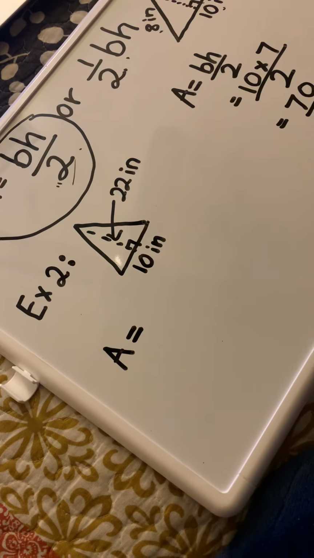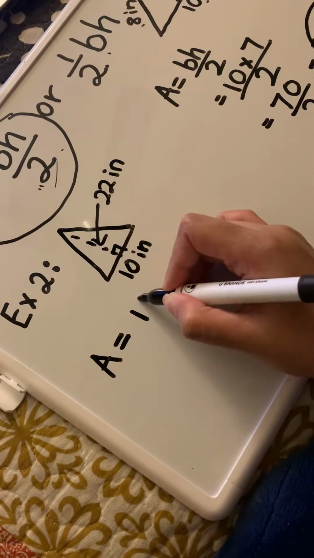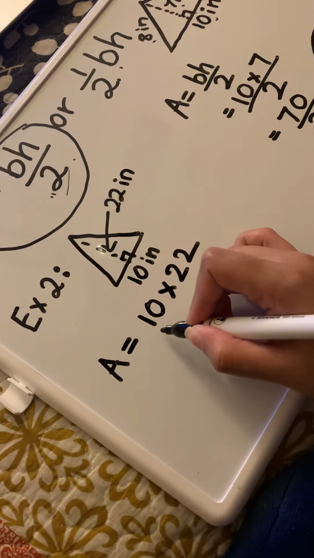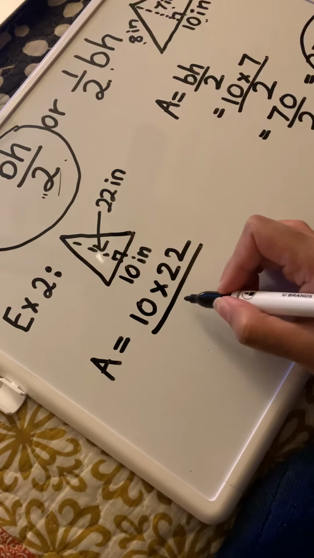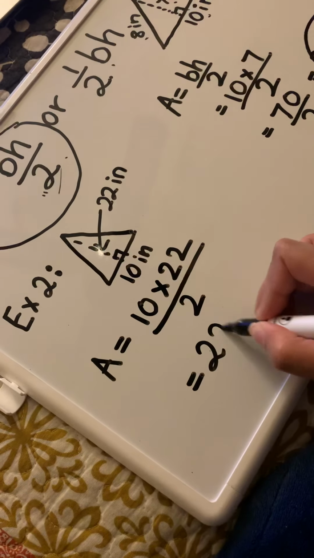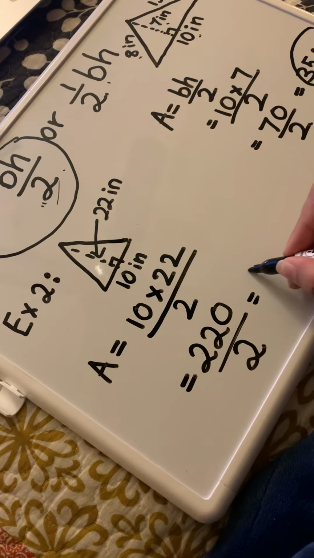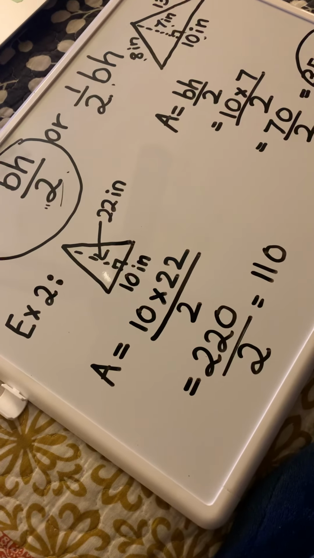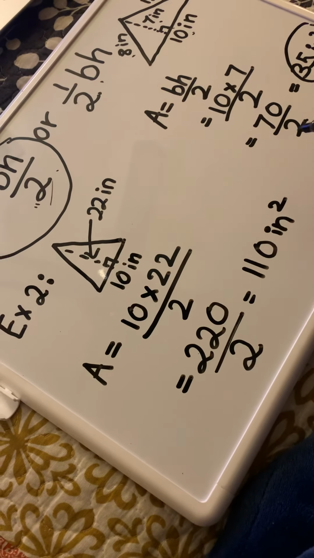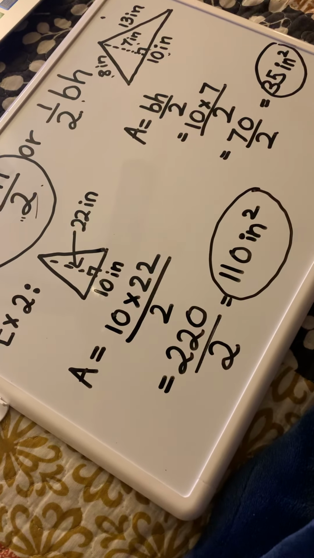Area is, once we plug in that information, we can find that out. So we have 10 times 22. Again, please don't forget to divide by 2. 10 times 22 is 220. I divide that by 2 to get 110. This is also in inches. My answer when finding the area is always going to be in square units. So this would be 110 square inches.